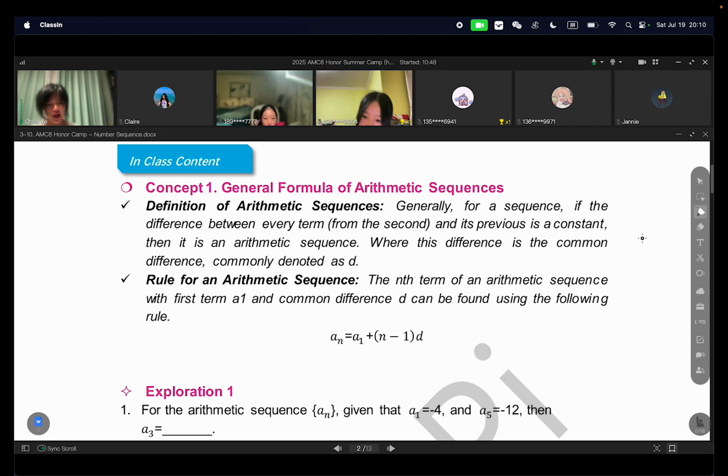And the rule for the arithmetic sequence is that the nth term of an arithmetic sequence with the first term, usually noted as A1, and the common difference D can be found by using the following formula. So basically what it says is that n is the nth term, n minus 1 will be the number of intervals. So this also reflects back to some of the problems we did in the preview, and I'll explain it with an example question as well.